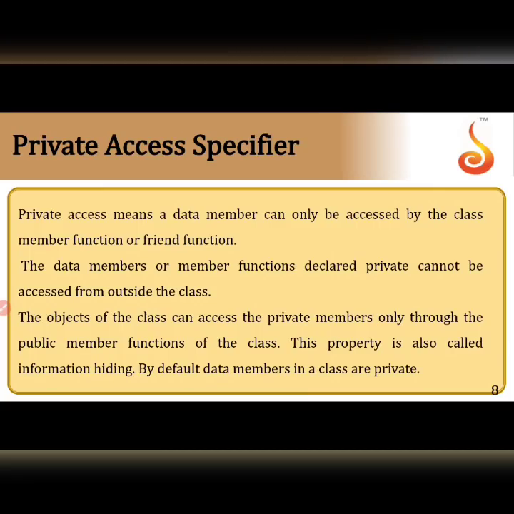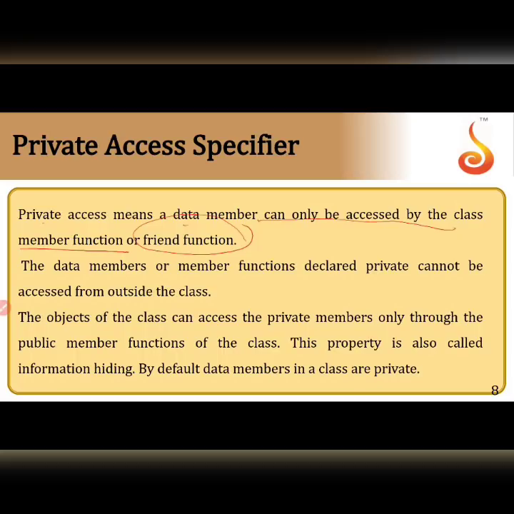Now we will go through this again so that it will make more sense this time. Private access means a data member can be only accessed by the class member function. Friend function, we'll leave it here. We'll do it when we do friend function. So private can be accessed by only the member function of the class.